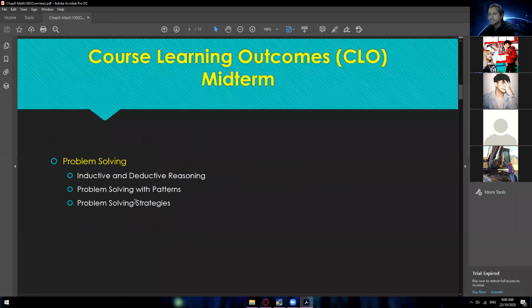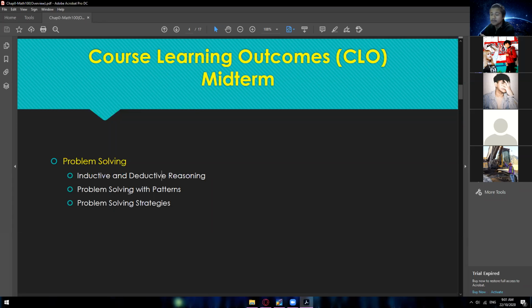And then for the last topic of our midterm is inductive and deductive reasoning, and then problem solving with patterns, and then problem solving strategies. So, titignan natin no kung isasama ko tong inductive and deductive reasoning kasi last sem, itong first half lang pala, first half, hindi ko na isali kasi kinulang kami sa oras.